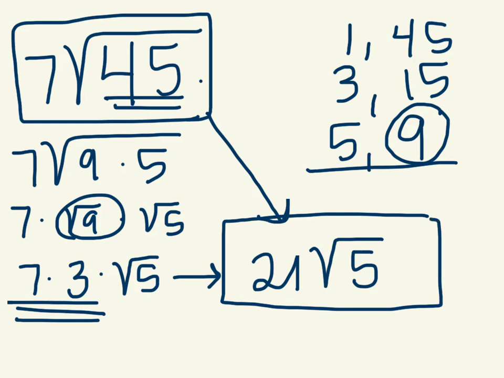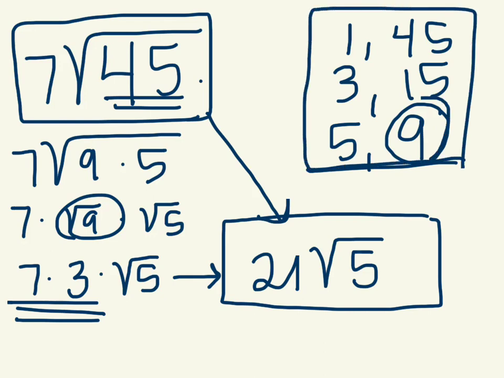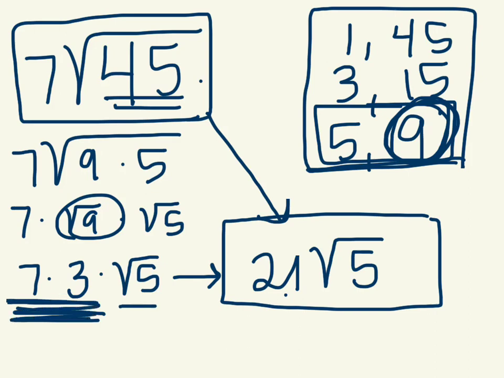To walk you through what just happened, again, I've listed out my factors. I found the greatest perfect square and chose this pair, these factors of 45, to go under my radical. Then I broke it apart into 7 times square root of 9 times square root of 5. The square root of 9 is 3, so I simplified the 7 times 3 to get 21. Multiplied by the square root of 5. And I cannot simplify that anymore because the square root of 5 would be irrational.